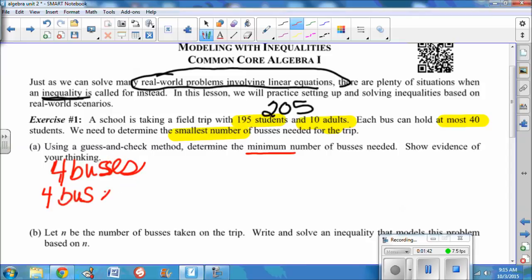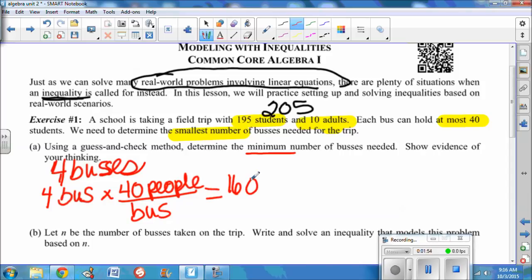So, and we have 40 people per bus, right? So how many people does that transport? That's 160. Are 4 buses going to be enough? We have 205 people to transport. So we're going to say no, 4 buses isn't going to work.